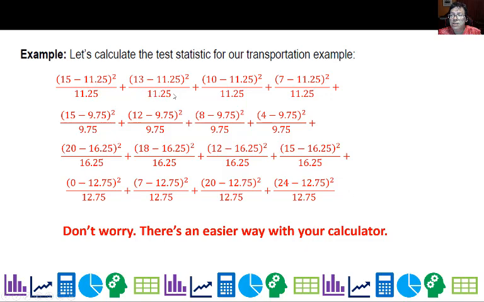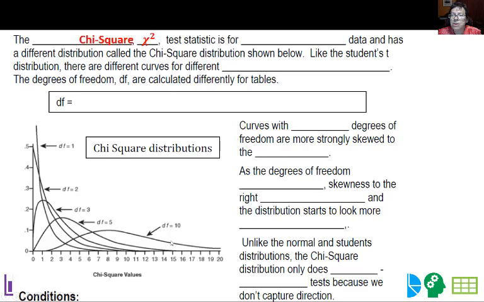So we're going to calculate the test statistic for our transportation example. We had 15 in the first cell, and the expected value is 11.25. And then we take the 13, and we add them all up. But don't worry, there's an easier way to do it on your calculator. So remember, the chi-square test statistic is for categorical data, not quantitative. And there are different curves for different degrees of freedom. Degrees of freedom, in this case, is a little different than the test for goodness of fit.